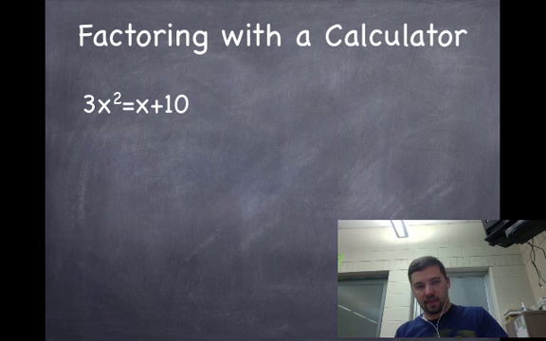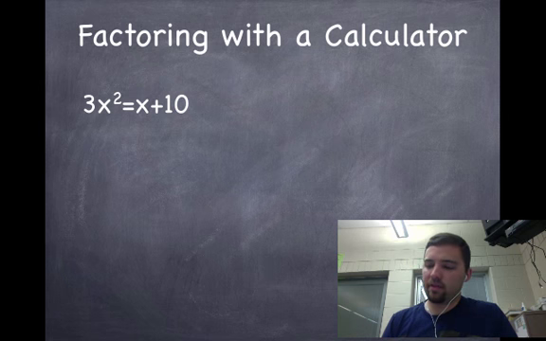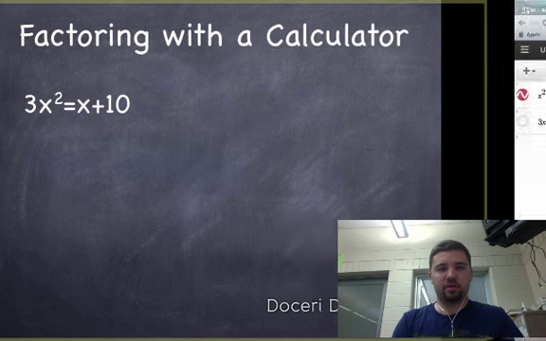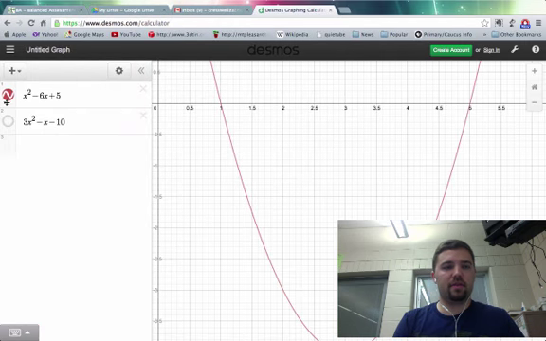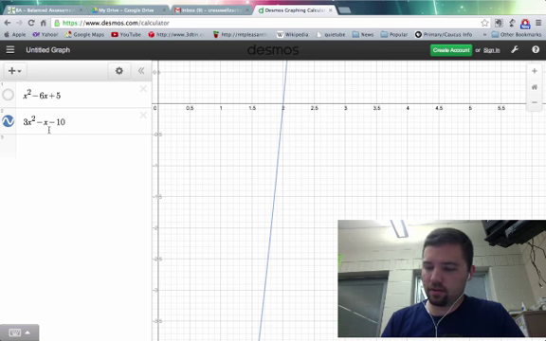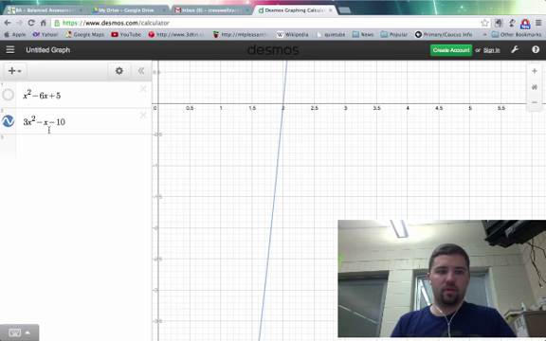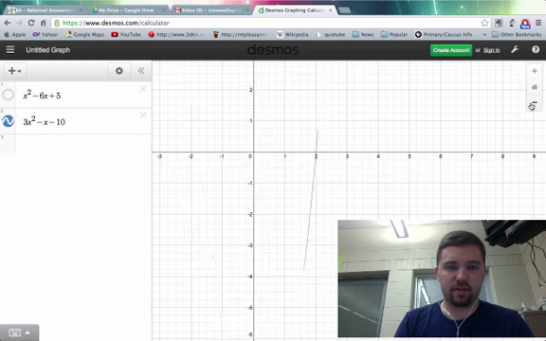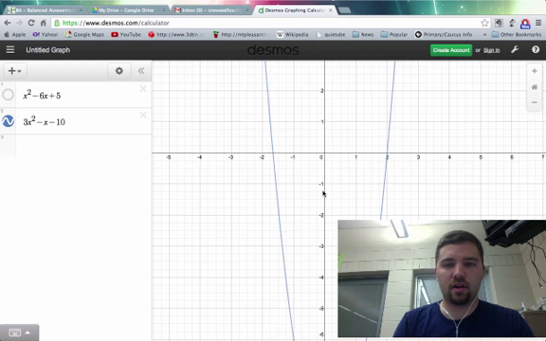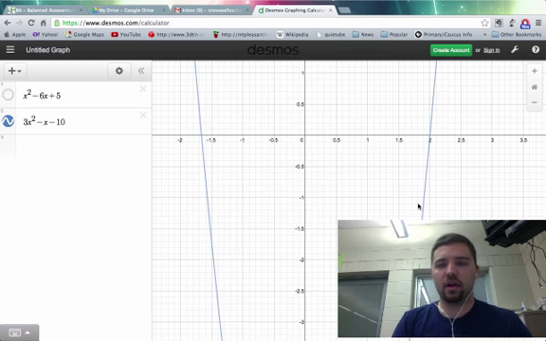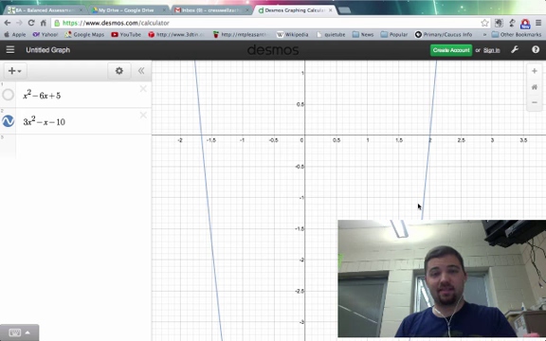3x squared equals x plus 10. Well, I'm going to do the same thing. I'm going to set this equal to 0, and in fact, I'm sure that you can do that. If you set it equal to 0, you end up with this equation right here, which is 3x squared minus x minus 10. All right, and if we zoom out just a little bit so we can actually see the zeros here, we notice that the zeros are not as nice as the previous example.